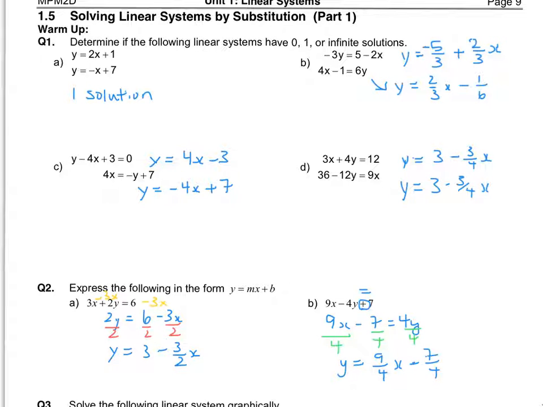Okay, checking your work. The first one has two different slopes, 2 for the first equation and then a negative 1 for our second equation here. So that's going to give us exactly one solution since the slopes are different.